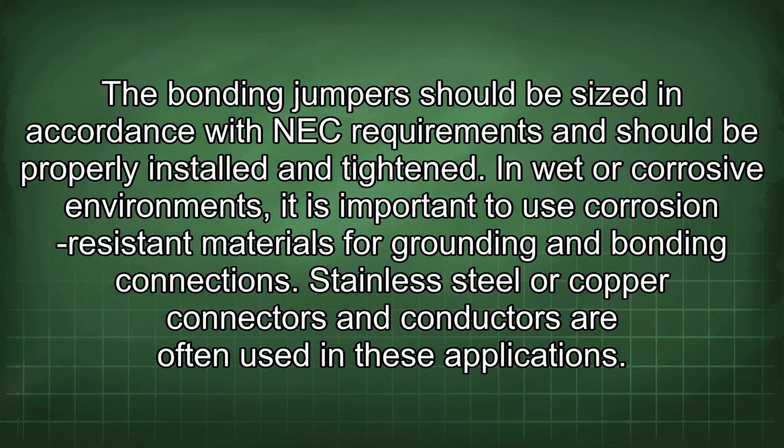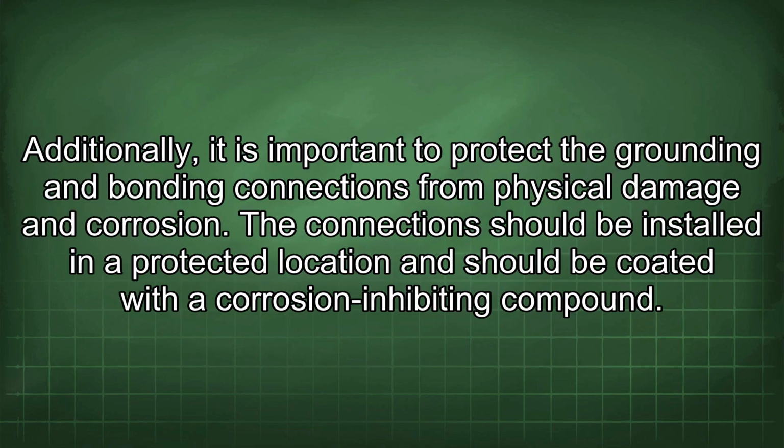In wet or corrosive environments, it is important to use corrosion-resistant materials for grounding and bonding connections. Stainless steel or copper connectors and conductors are often used in these applications. Additionally, it is important to protect the grounding and bonding connections from physical damage and corrosion. The connections should be installed in a protected location and should be coated with a corrosion-inhibiting compound.